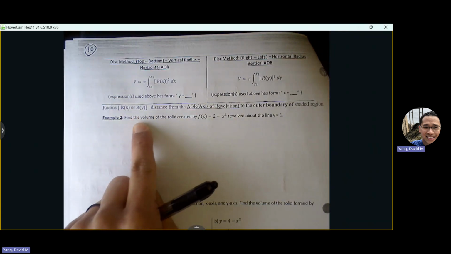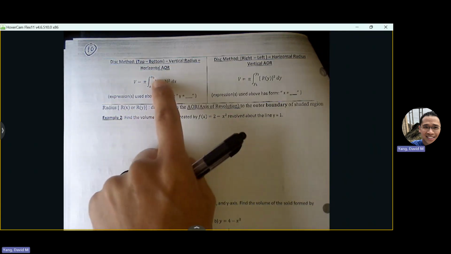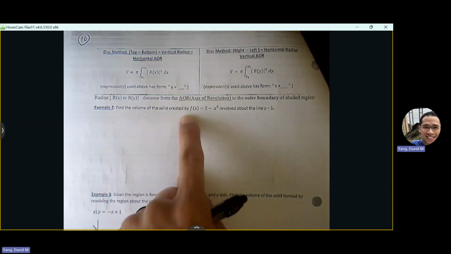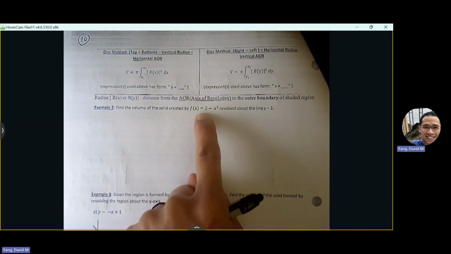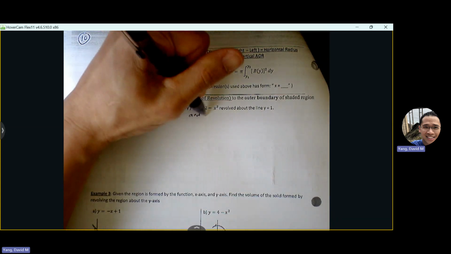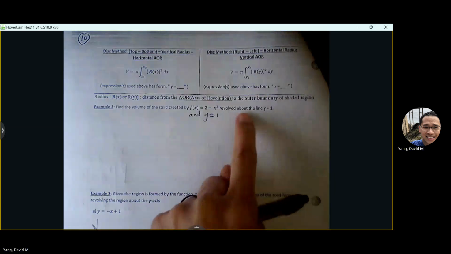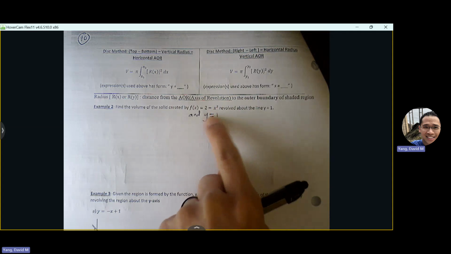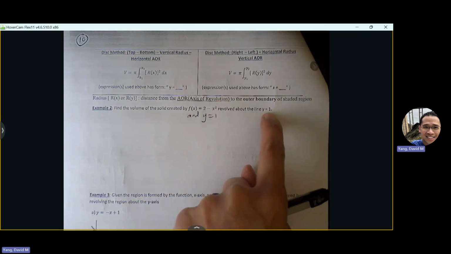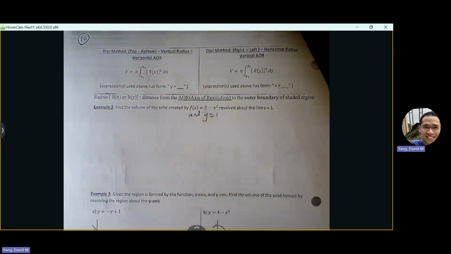Okay, example 2, we'll do another top minus bottom, and then the harder ones are the right minus left, but we'll do another top minus bottom here. It says find the volume of the solid created by f of x equals 2 minus x squared. And sorry, I forgot to put this other boundary here, y equals 1, about the line y equals 1. So I need to show you the boundary first, and then tell you the axis of revolution. The axis should be a different statement than the boundary of the shaded region.